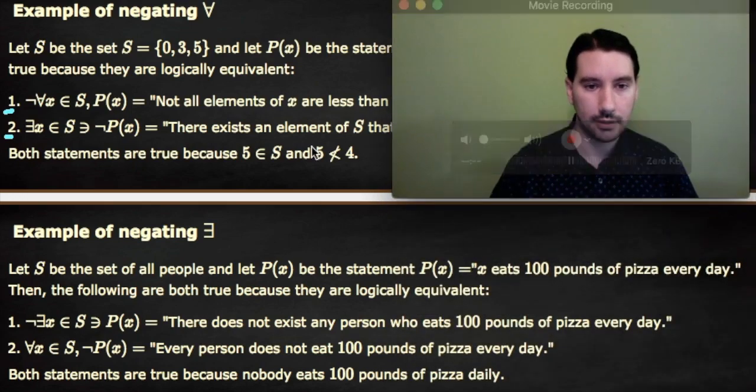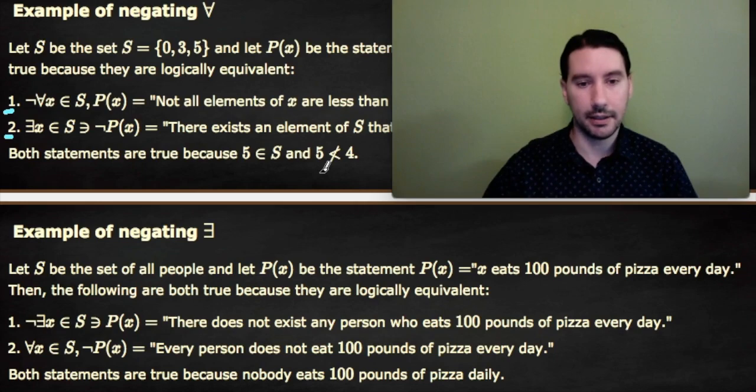Similarly, we could look at an example of negating an existential quantifier. Let P of x be the statement x eats 100 pounds of pizza every day, and S is the set of all people. So we could say not there exists an x in S such that P of x. In other words, there does not exist a person who eats 100 pounds of pizza every day, which I believe to be true.